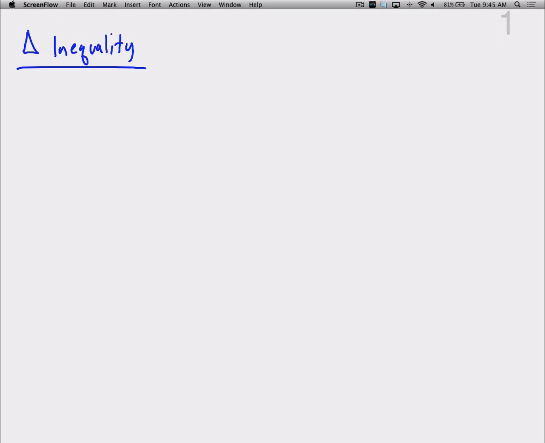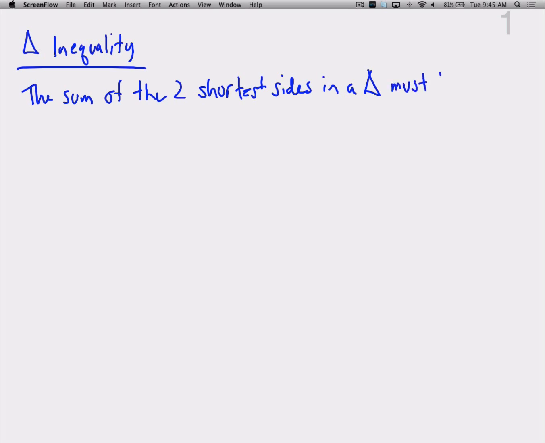The triangle inequality says that if you take the two shortest sides, I'll write this down. The sum of the two shortest sides in a triangle must be greater than the third side. If they're not, you don't have a triangle.